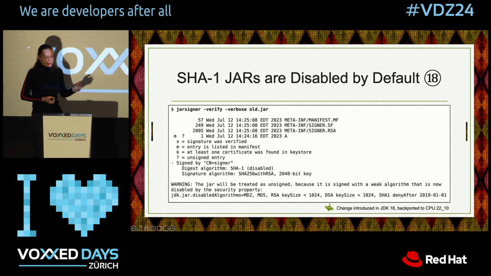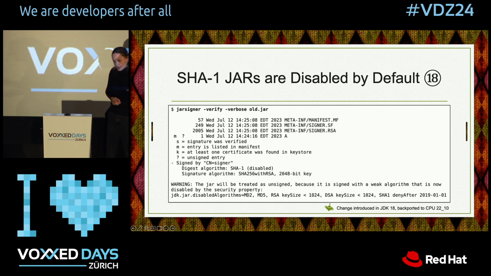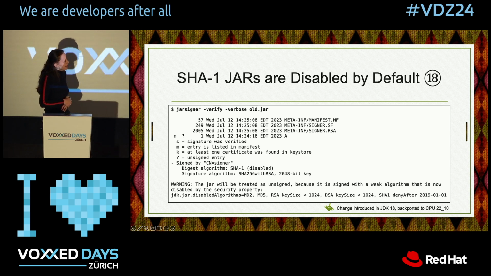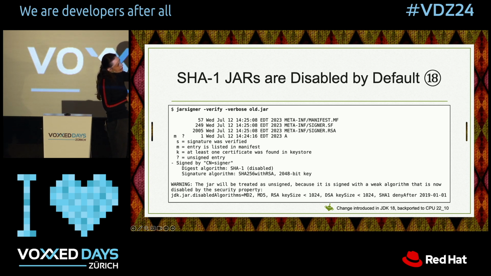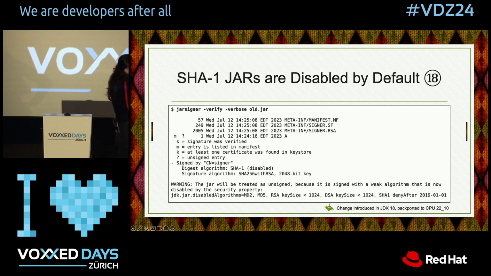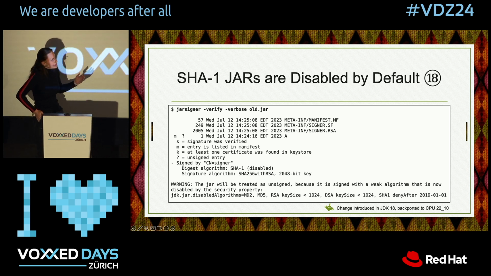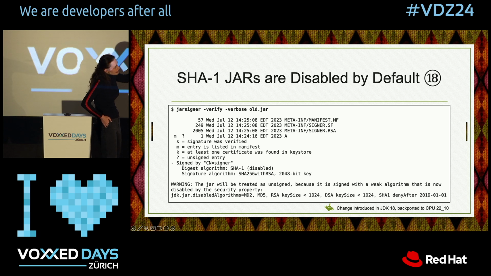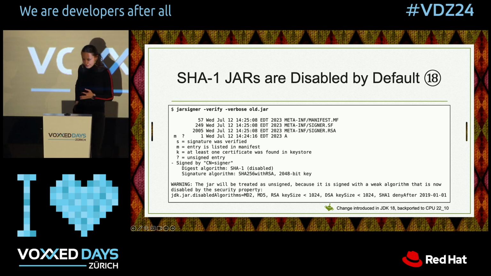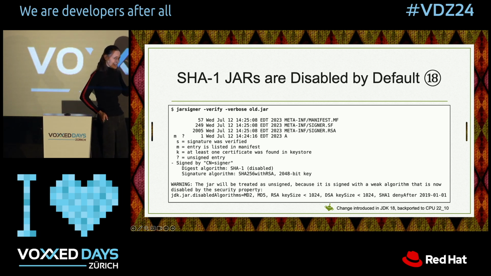So SHA-1 was disabled in TLS server certificates and XML signatures, but until JDK 18, you could still sign jars using SHA-1. However, thanks to this change, it's not the case anymore, and you get this warning when you're trying to sign your jar, but also when you're trying to validate a specific jar. If it has been signed with SHA-1, you get a warning that you are using a disabled algorithm, and moreover, it will be treated as unsigned, so you actually didn't sign it.